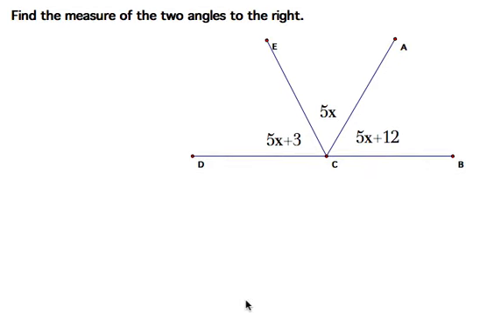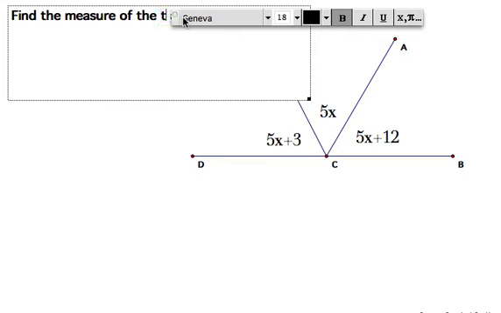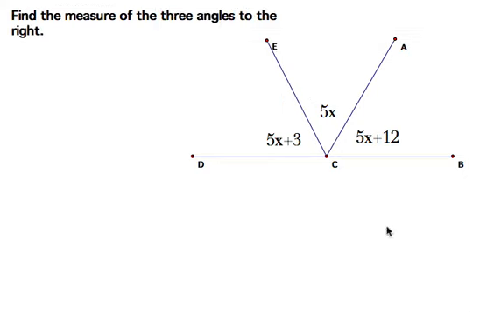All right, final one. It says find the measure of the 2 angles. This should say the measure of the 3 angles, because there are 3 different angles, okay? So go ahead and pause it, try this one on your own, and then hit play to check your work. All right, so all 3 angles are along a straight line, so they're going to add up to 180.